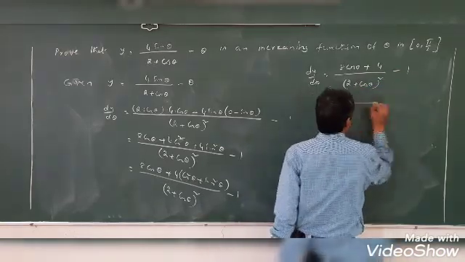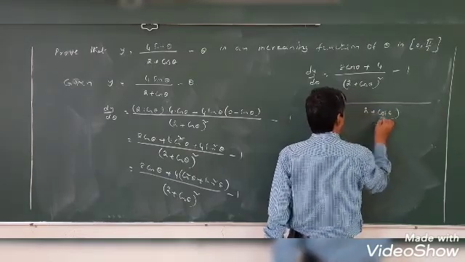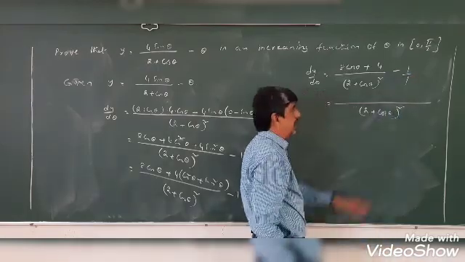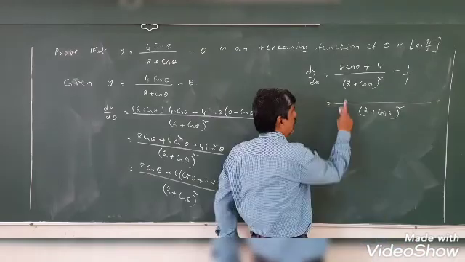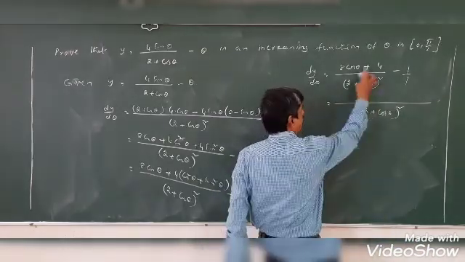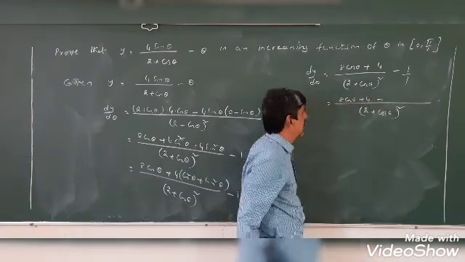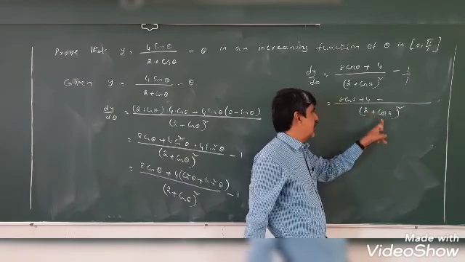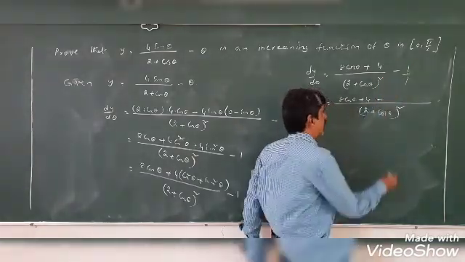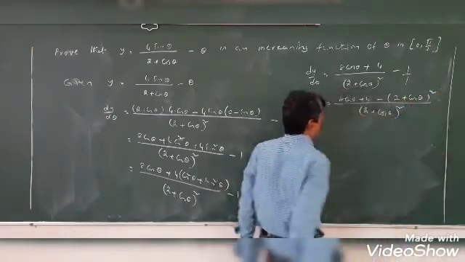So find the LCM. Here 2 plus cos theta whole square is the LCM. Here there is no value in the denominator, which means that value is 1. So 1 times 2 plus cos theta whole square gives this value: 8 cos theta plus 4, minus of 2 plus cos theta whole square.